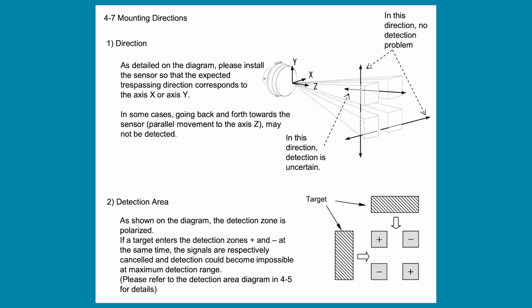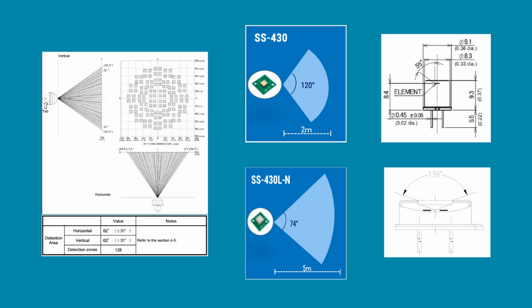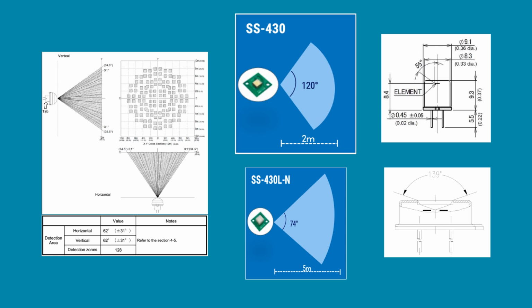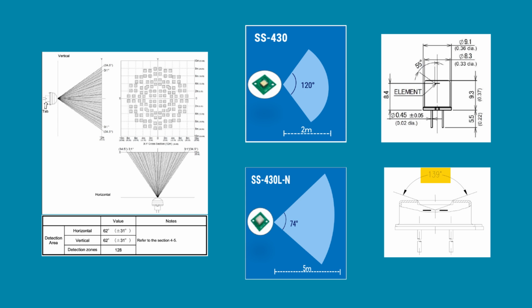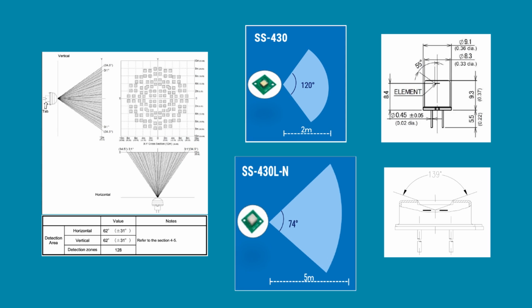Though, even 4 elements may not be enough to detect movement in every direction, so mounting of the sensor should be considered carefully. Movement can only be detected once objects enter the field of view or detection area of the sensor. Looking at this array of sensors, you can see that viewing angles range from 62 degrees to 74 to 120 to 139 degrees and more. You may notice on some of these a distance is also noted: 12 meters, 2 meters, 5 meters. This is the maximum distance away from the sensor that it can detect change.